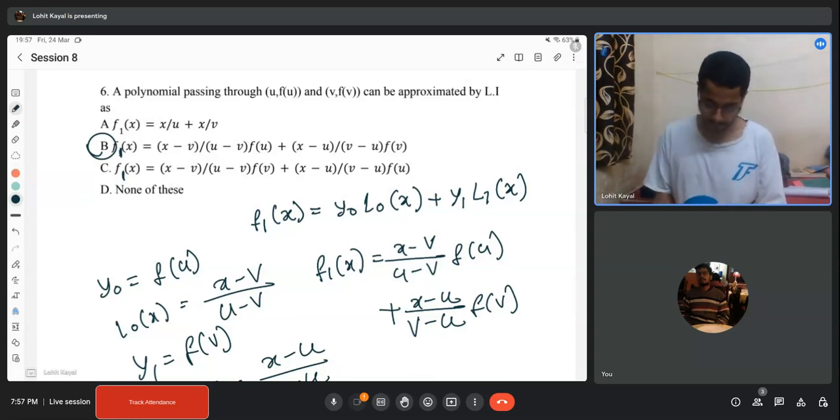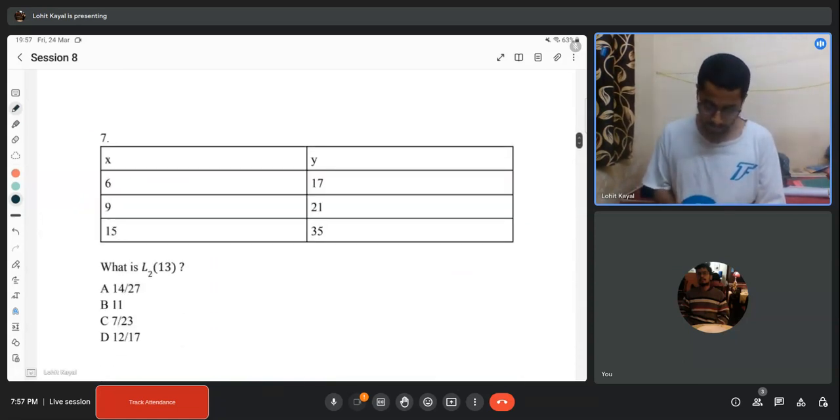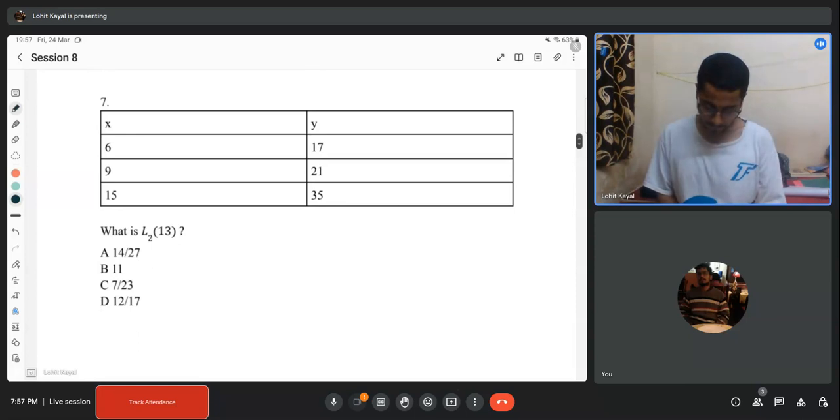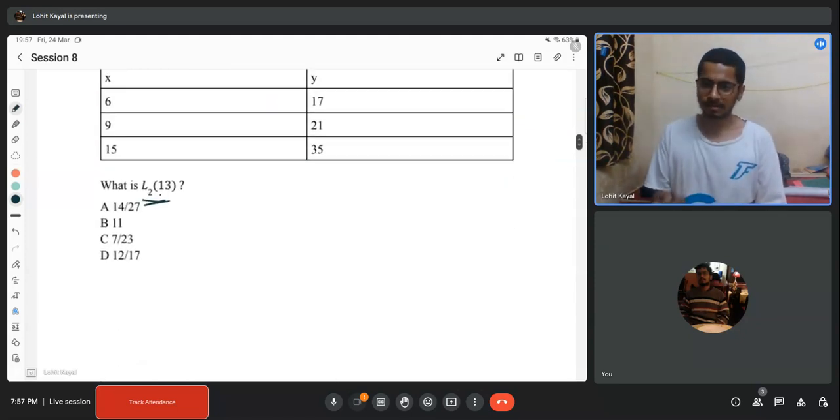Very easy example. Now here we will exercise how to find and solve a complete problem. So what will be the value of L2 of 13? In case of Lagrange interpolation, we don't have any shortcut like the divided difference formula. We need to do the whole calculation in this fashion. So here we cannot use a similar idea of a difference table. We can't do that here.